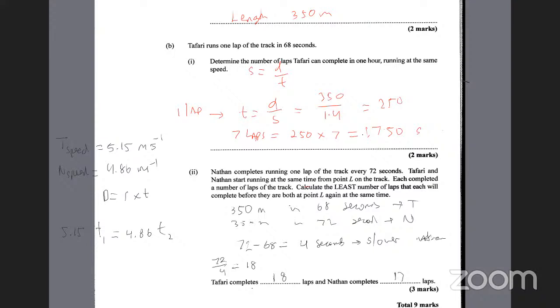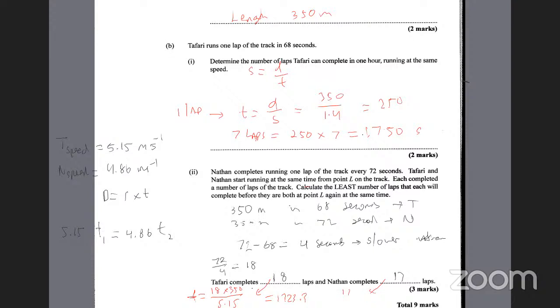Let's check and see if the times will be the same. So these equations here are supposed to hold, right? So time is equal to distance covered, which is 18 laps by 350, all over the speed. That's Tafari, right? Tafari is 5.15. So it's 18 by 350 divided by 5.15. So that time is 1223.3.